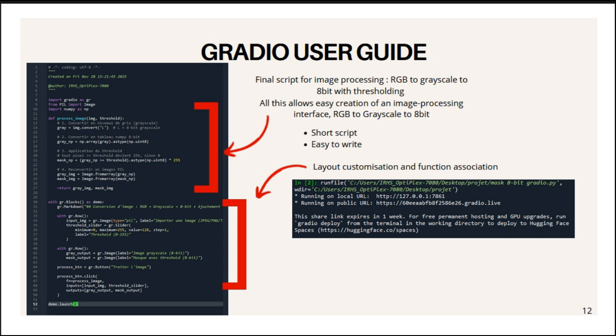So after running the script, you will encounter this type of message. So the first one is the local URL that you can copy and then paste onto the web browser of your choice on your computer. And the second one is a public URL that you can share and it expires within a week. However, like I said before, it is also possible to host it on Hugging Face Spaces.